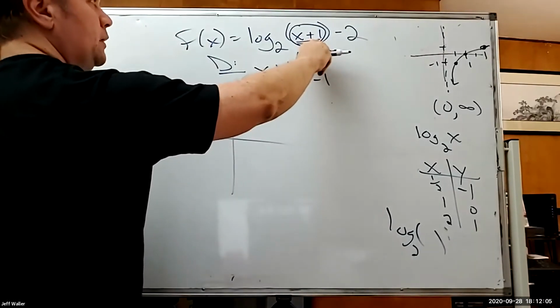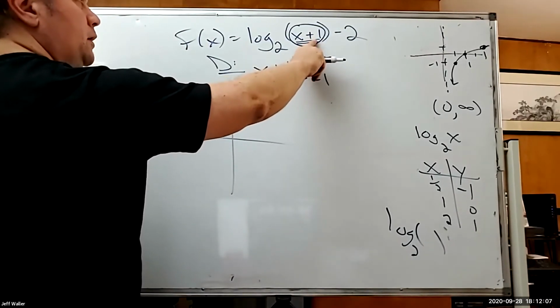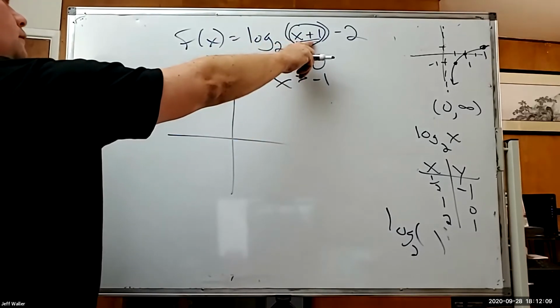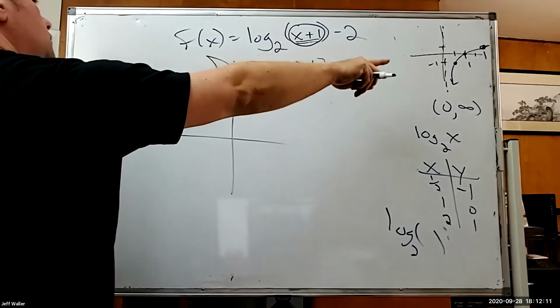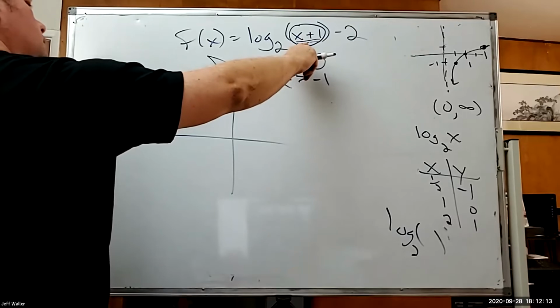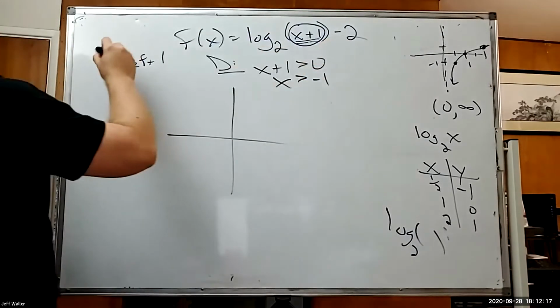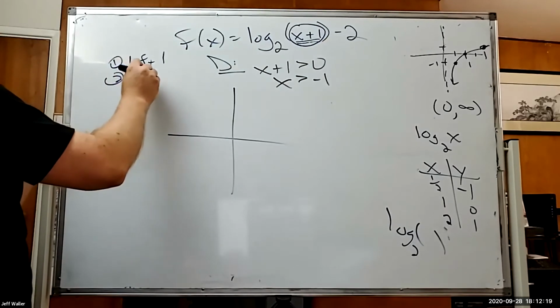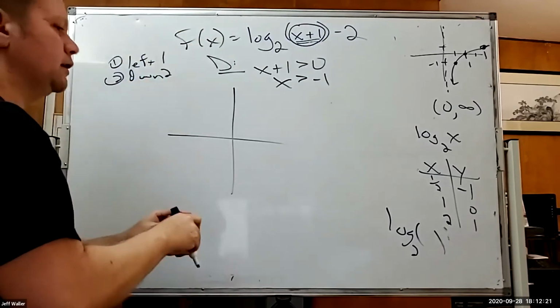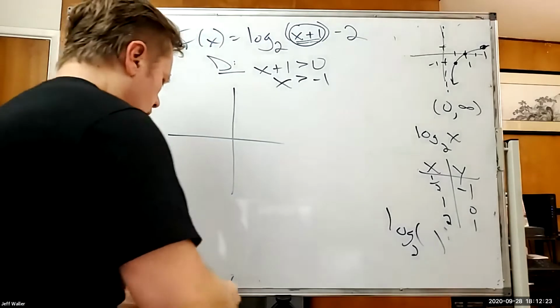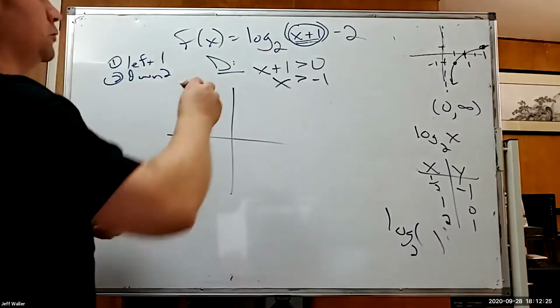What would these shifts be? What's this shift mean? What does this shift do? To the left 1. Yes, so I got left 1. And what's this shift? Down 2. Down 2. And so the book makes a huge deal out of those things like it's brand new, but we know better. It's old stuff.